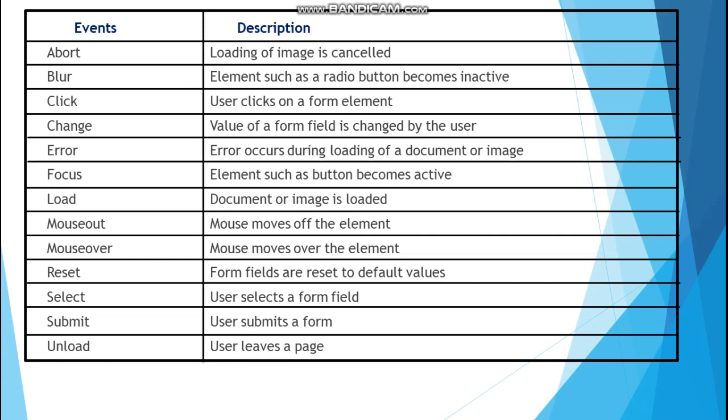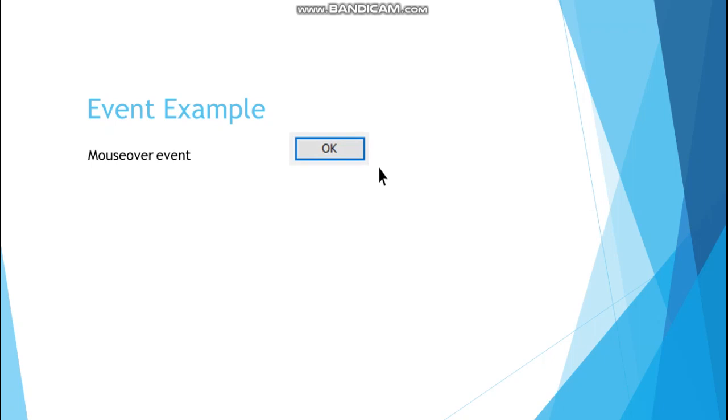So this way events help us to create interactive or dynamic web pages. We will see some examples of such events. For example, the mouse over event, how the mouse over event works. You can see here an OK button is there and a mouse pointer is there. When the mouse pointer comes over the OK button, then for the OK button, the mouse over event occurs.